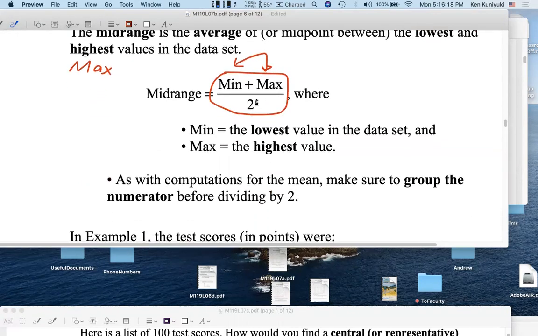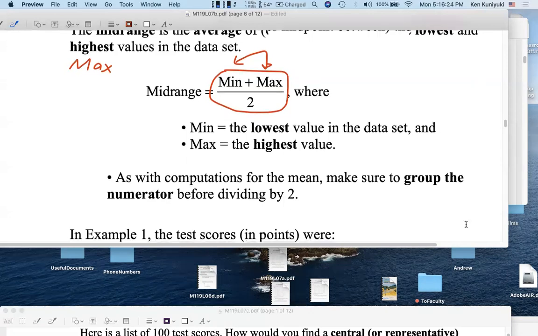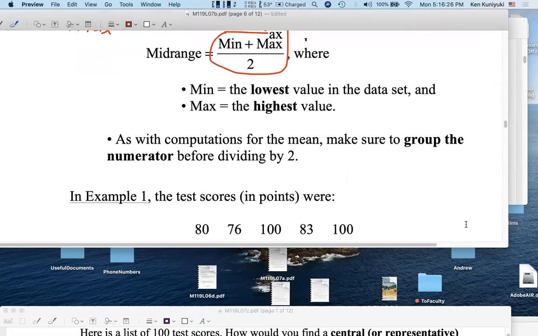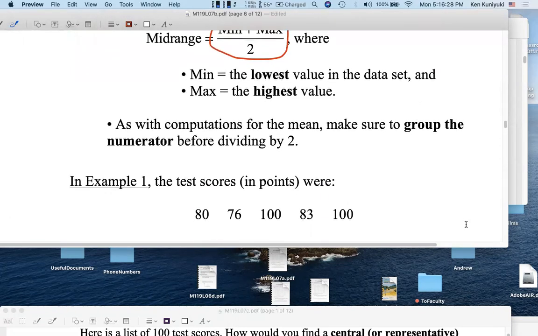Okay, and make sure to process or group the numerator before dividing by 2. Anytime we take an average, we have to do that. We have to group the numerator. All right, so for our 5 test scores, what will be the mid-range?